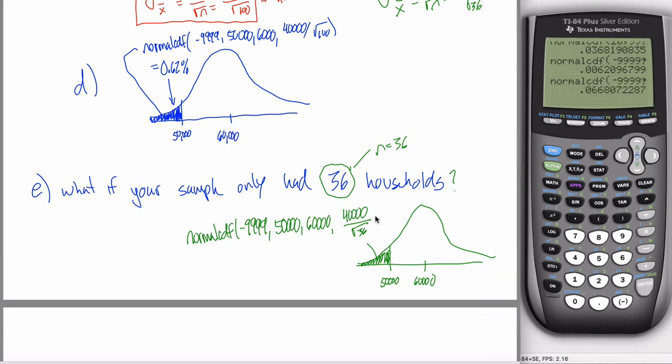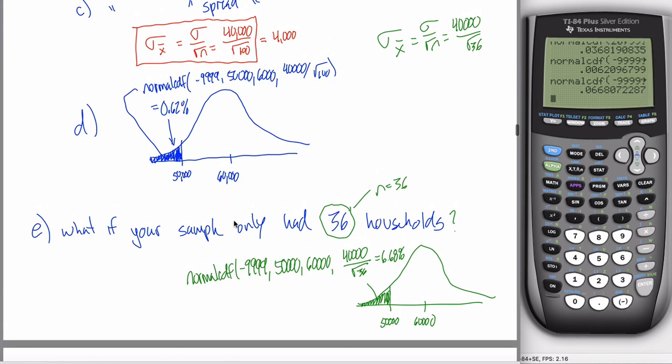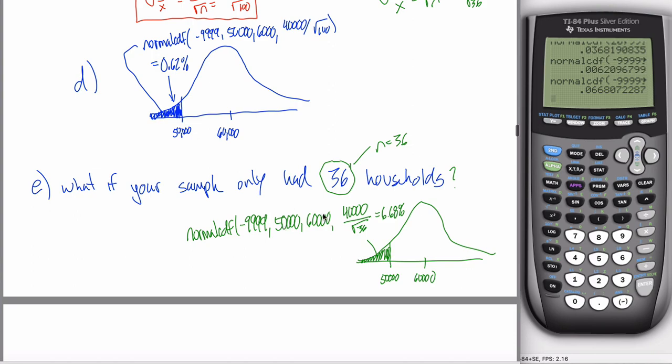It's telling me that that's equal to what, like 6%? 6.68%? Sure. And that's my answer. Note 6.68% is a lot bigger than 0.62%. That makes sense. It's a lot more possible to get this really low, relatively speaking, household income out of my sample if there's fewer households in there. The more households there are in my sample, the more likely my sample average will be close to 60,000. That's the idea with this example.